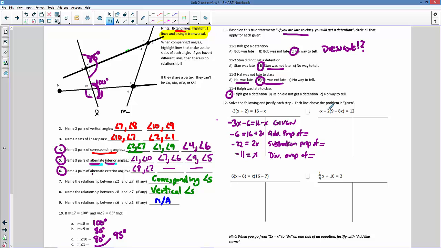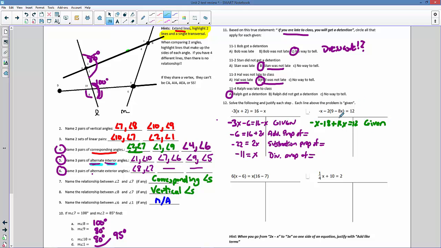We're going to have a distributive property here. So this is going to be negative x. Let's change colors here, I think. So it's going to be negative x minus 18 plus 16x equals 12. That's given to us.